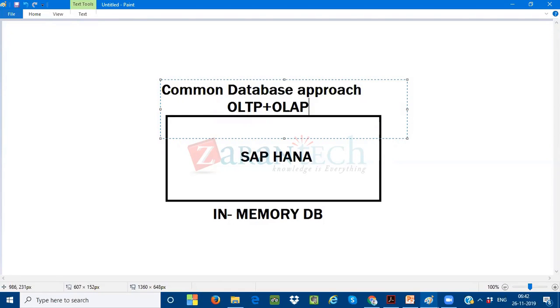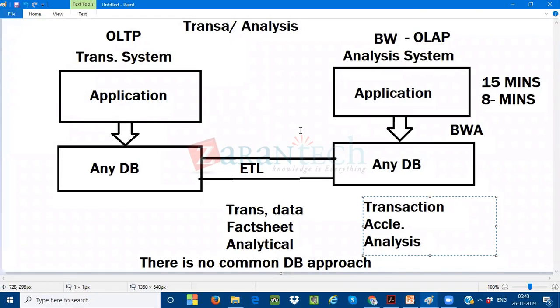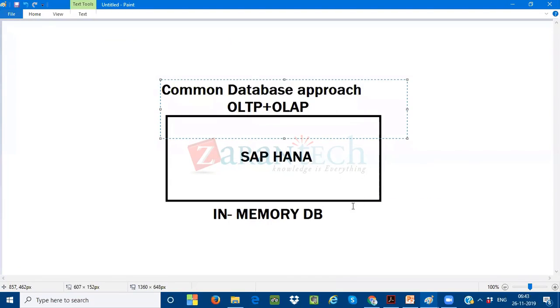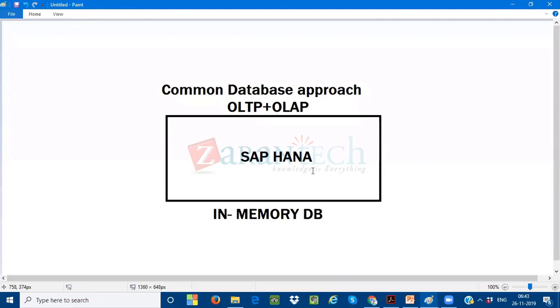From 2011, when SAP introduced its own database, the main purpose was to bring OLAP and OLTP together. If you see my earlier screen, I am using two different systems: one for transactions, another for analytics. Now I'm bringing one more database, which is going to serve both OLTP plus OLAP together. It's a common database approach.